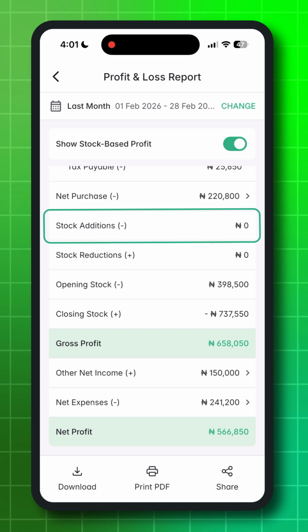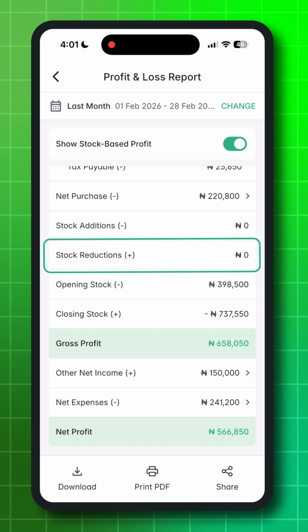Stock additions represent inventory that was added using the inventory feature. This is included because adding stock means money has been invested into inventory. Then comes stock reductions. Stock reductions represent inventory that was reduced from the system. This reflects stock that has moved out during the period.